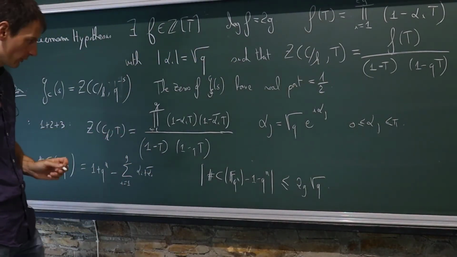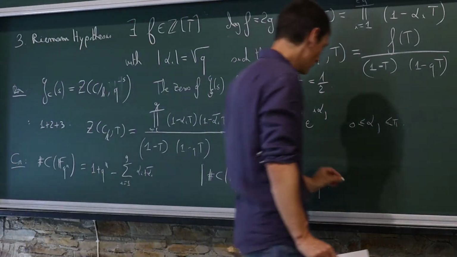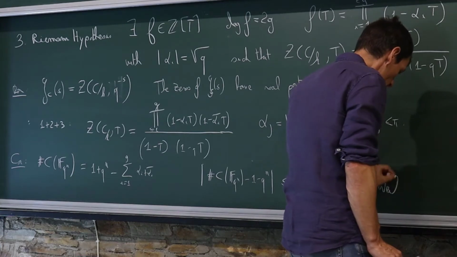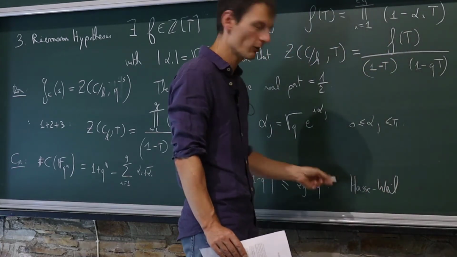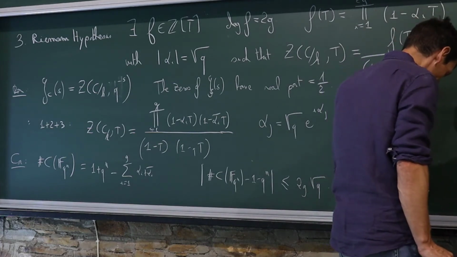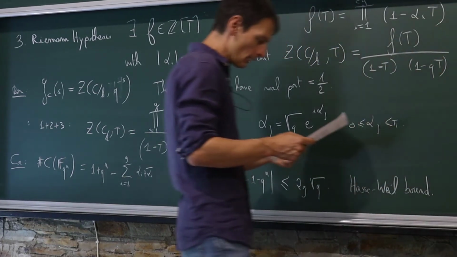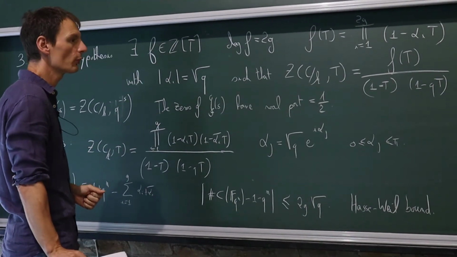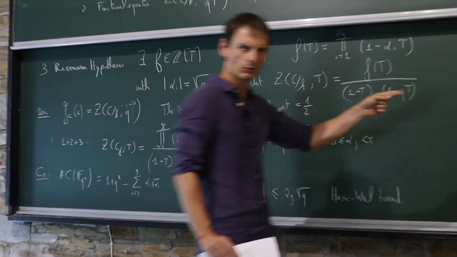And this important bound is called the Hasse-Weil bound. So we made them friends again, the German and the French guy. Okay. One example also maybe how we are going to use it.